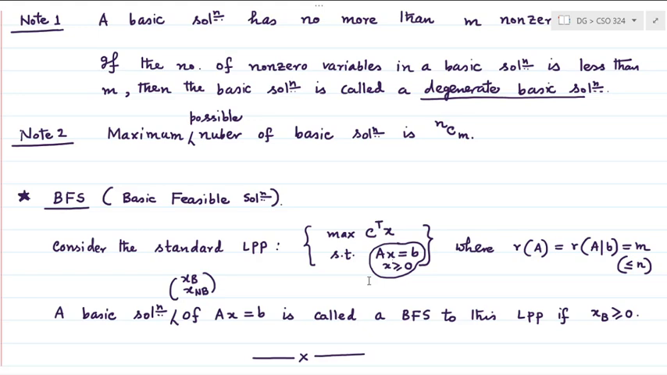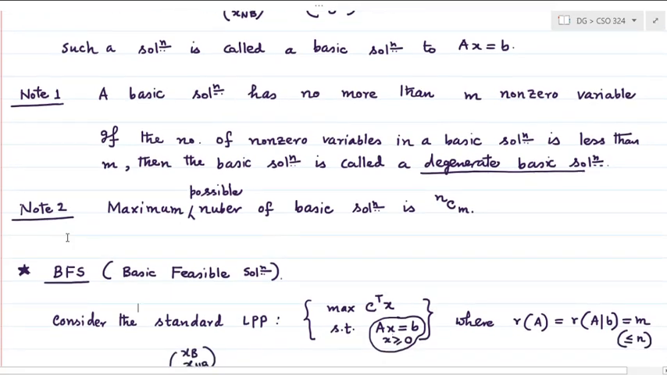Okay. Now, on the last day we have also identified in this note 2 that the maximum possible number of basic solutions of a system of linear equations Ax equals to b is NCM.